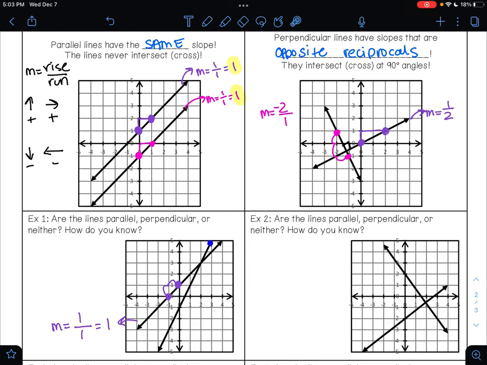Now I'm going to find the slope of this other line. So I'm going to pick 2 points that fall on that line. So this is a good point, and this is a good point. So here, write this up here.